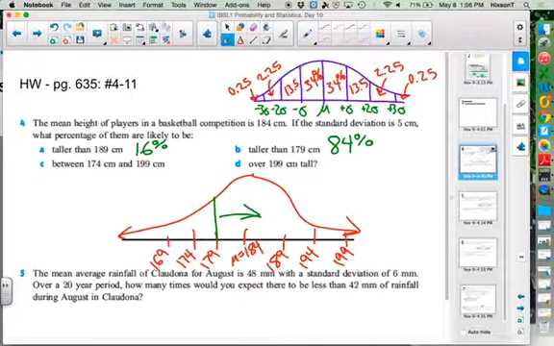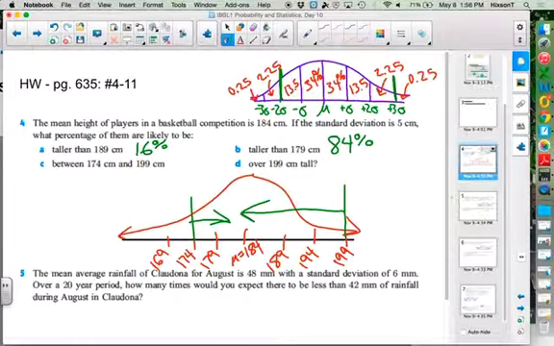You can also do between. So between 174 and 199. So that's between here, and that went down 2 standard deviations, so here. So you add all those up.